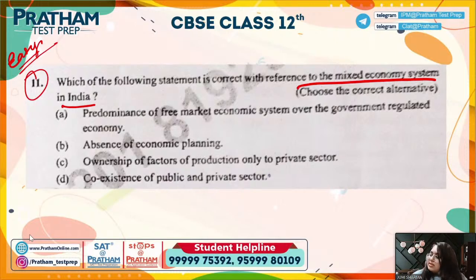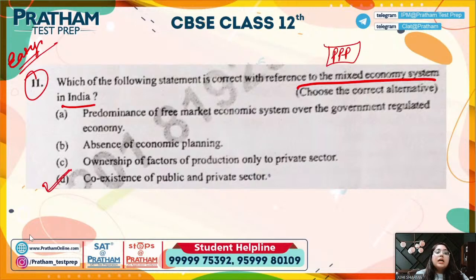What is mixed economic system? In mixed economic system we follow PPP model. Now what is this PPP model? It is public private partnership model. ठीक है, जहां पर आपके public sector and private sector they coexist. So without wasting too much of time, I think आपने direct ही option D mark कर दिया होगा, right? That is the coexistence of public and private sectors.